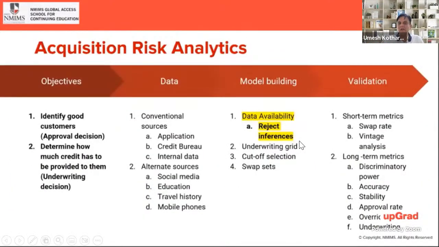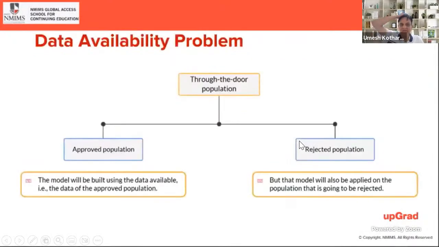When you build your model, there is a problem with data availability. Some of the data will be from the approved population and the rest will be from your rejected population, and you need to take both of these into account in terms of their behavior, in terms of what went wrong, why you approved and why you did not approve, to put these into your model.